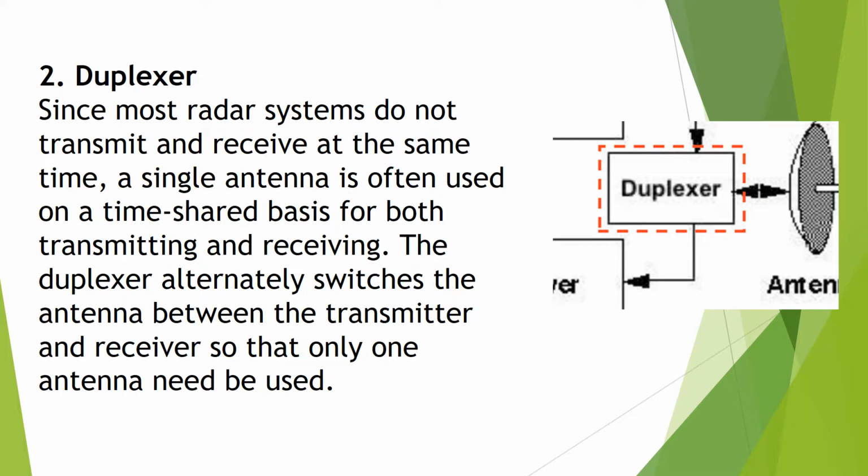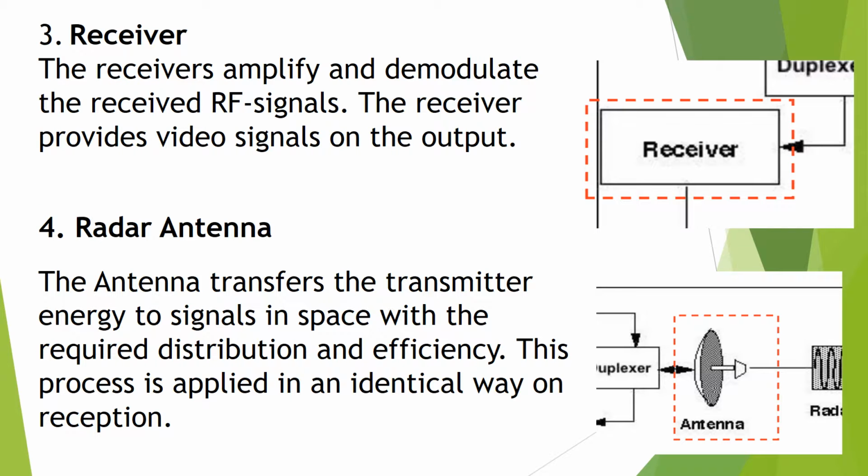Since most radar systems do not transmit and receive at the same time, a single antenna is often used on a time-shared basis for both receiving and transmitting. The duplexer alternately switches the antenna between the transmitter and receiver. The next component is receiver. The receiver amplifies and demodulates the received RF signals. The receiver provides video signals on the output.